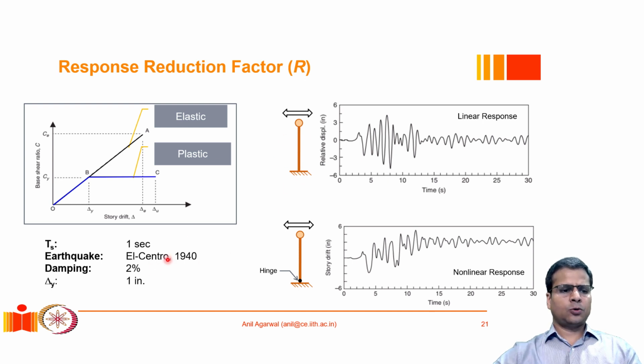The system was assumed to have 2% internal damping, and this type of linear system was subjected to the El Centro earthquake. This is a specific time history of acceleration at the base, and then the displacement response at the top was observed. So this is the displacement response, which is relative displacement with respect to time. We can see that the maximum displacement or maximum drift with respect to the base is almost 4.5 to 5 inches.